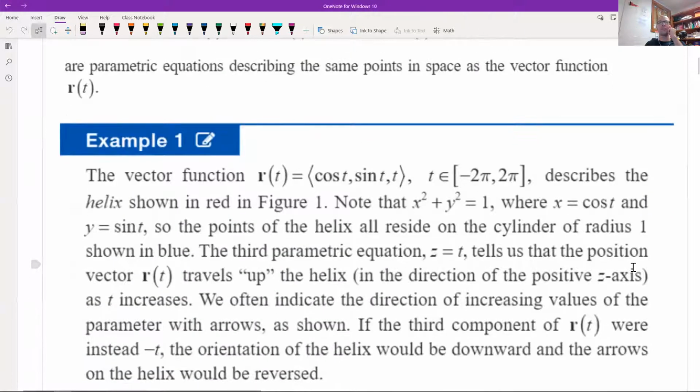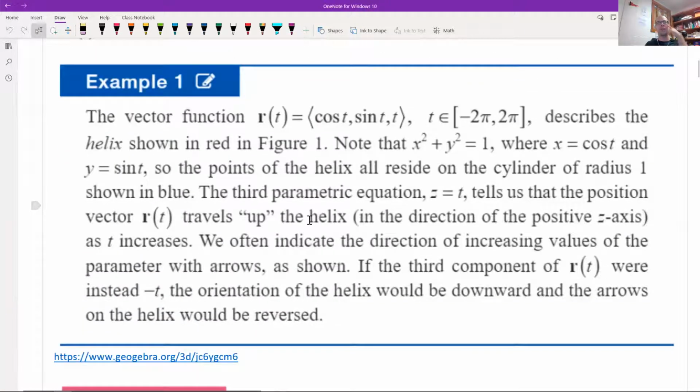And here's our first one. We've got r of t is equal to cosine of t, comma, sine t, comma, t. And t is going to range from -2 pi to 2 pi. And yes, this describes a helix. Let's go ahead and take a look at that.